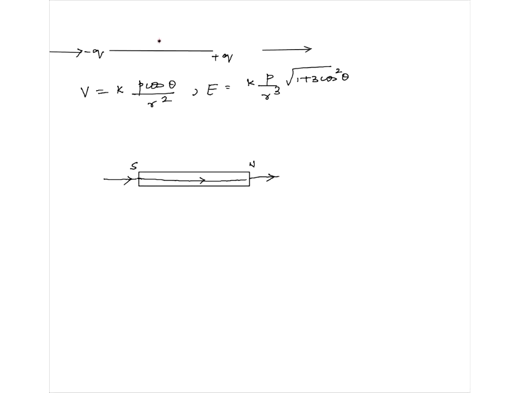Another special case could be when theta is 90. Potential is nothing. That makes perfect sense. If I take the perpendicular bisector, well, the locus of those points at which potential is 0 must be this perpendicular bisector. Potential due to this will be cancelled by potential due to that. 0.